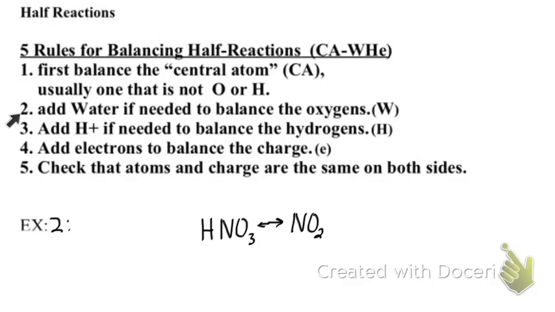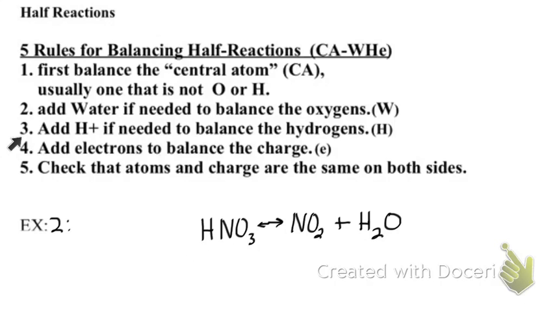The next thing we need to do is add water, if needed, to balance the oxygens. Well, there is a need because we have 3 oxygens on this side and only 2 oxygens on this side. So what I'm going to do is add 1 water molecule, because to fix oxygens you always add water. Each water molecule has 1 oxygen. So now I have 1, 2, 3 oxygens on this side and 3 oxygens on this side. But like any balancing of half reactions, when you solve one problem you create another. So now I have 2 hydrogens on this side and only 1 hydrogen on this side.